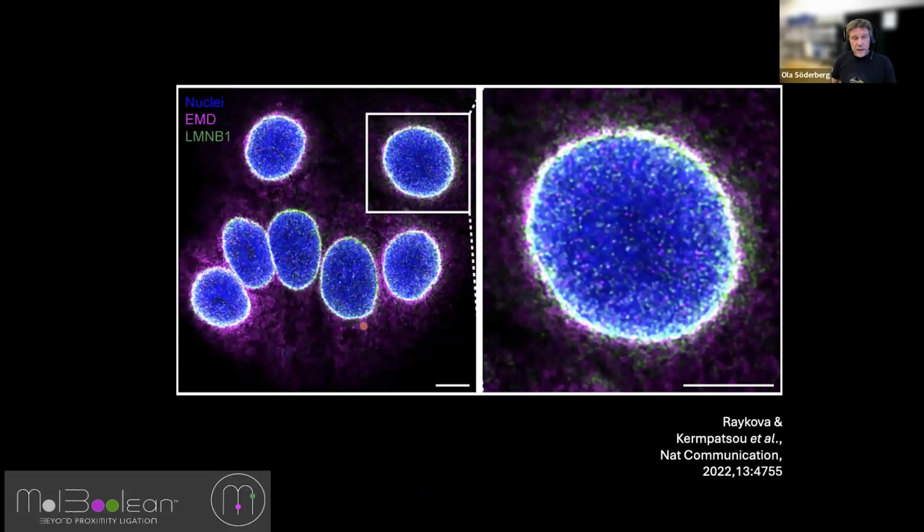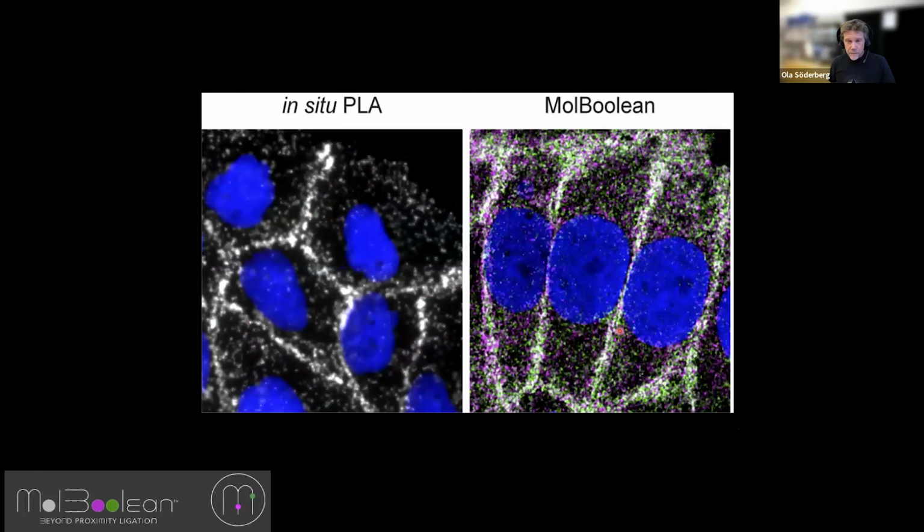Another example is emerin and lamin B1 that bind to each other in the nuclear envelope of the cells. And then we stain for emerin. We can also see some staining of ER, so that is another position where you should have emerin. And lamin B1 is also present at low levels in the nucleoplasm. But then you see in the nuclear membrane, you get this very nice staining where you see all the white dots.